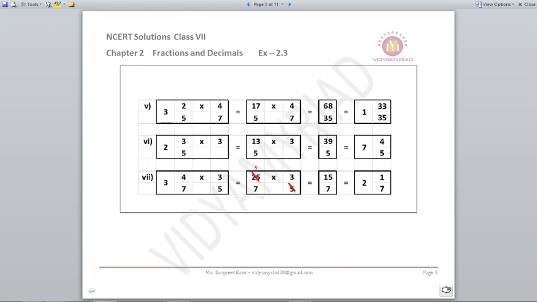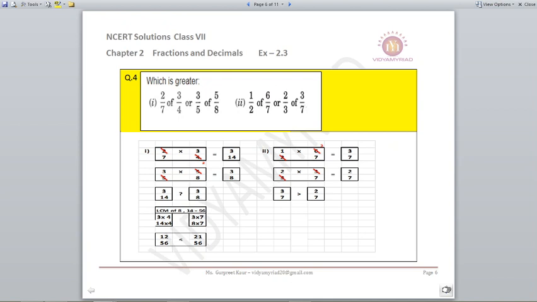Last part. 3 4 by 7 into 3 by 5. 7 3s are 21. 21 plus 4 is 25. So 25 upon 7 into 3 upon 5. 25 and 5 are divisible, so cut it. It will become 5 into 3, 15 and only 7 below. Divide it. You will get 2 1 by 7 as your answer.